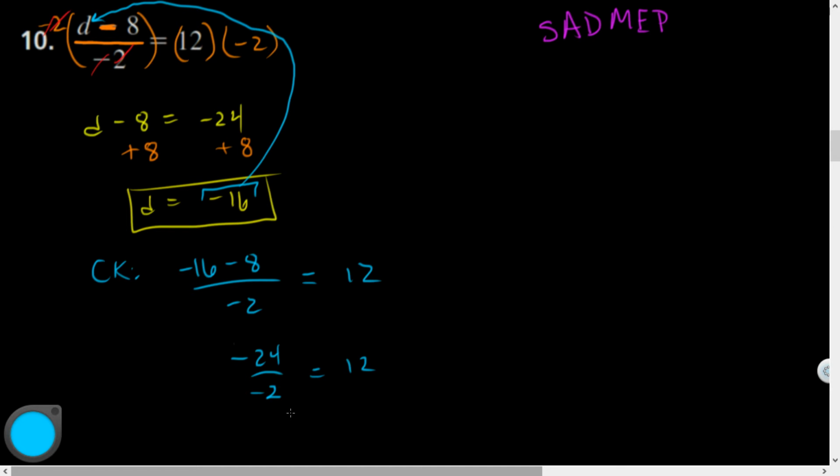And negative divided by negative is positive. I get 12 equals 12. What do you know? That checks out, friends. Cha-ching. Check it out. That's right. I like it. Let's see. I think I have one more problem for us.